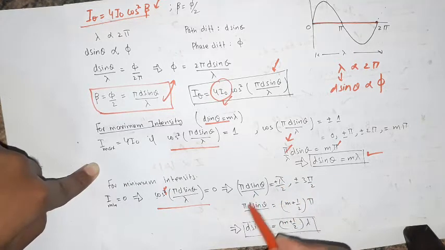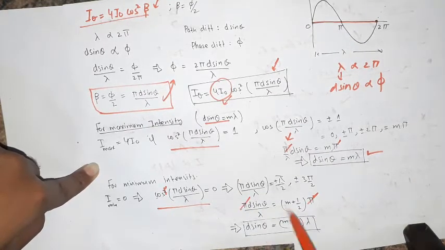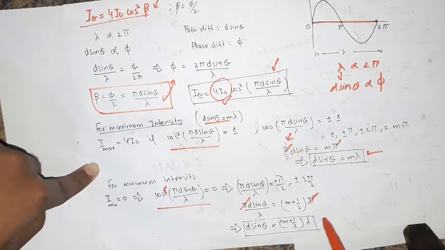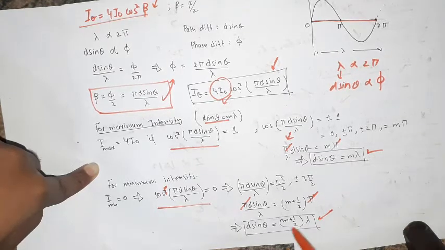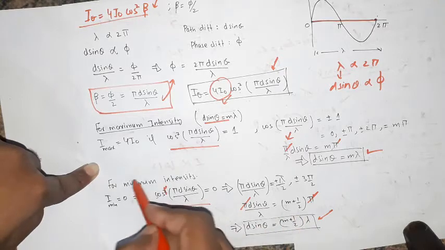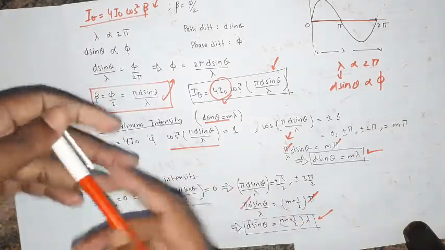Cos is 0 at plus minus pi by 2, plus minus 3 pi by 2. So this gives me pi d sine theta by lambda is equal to m plus half, times pi. This pi gets cancelled out and we get d sine theta is equal to m plus half multiplied by lambda, which is the condition for minimum intensity, or for the dark fringe. So if the path difference is a half-integral multiple of lambda, then we have the minimum intensity, which is the same as we found in the previous video.